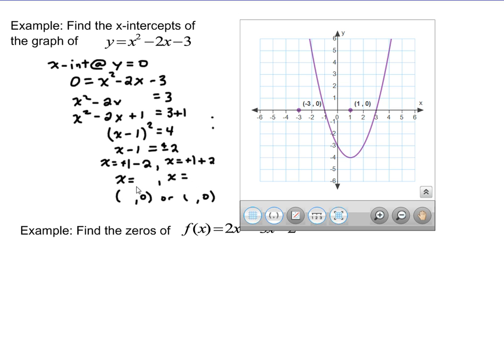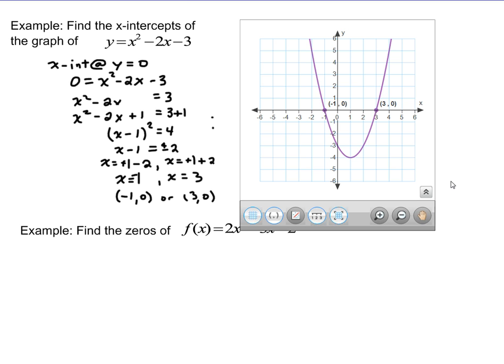Our x-intercepts are at positive 1 and positive 3. Sorry, negative 1 and positive 3. So negative 1, 0 and positive 3, 0, the location of my x and y intercepts here. So taking care of the little errors right here. Negative 1, 0, 3, 0. Yes, okay.